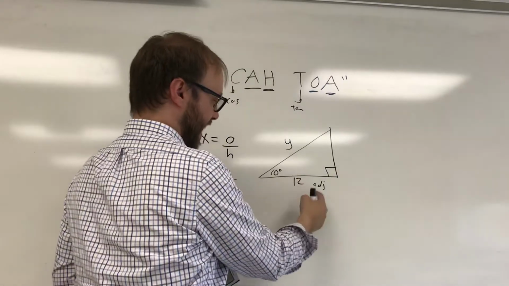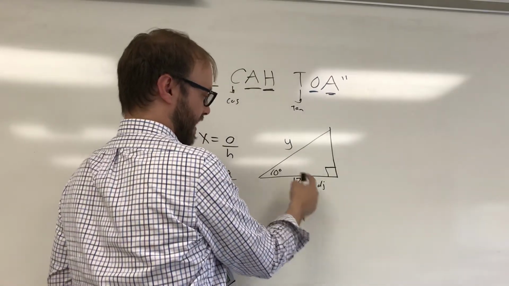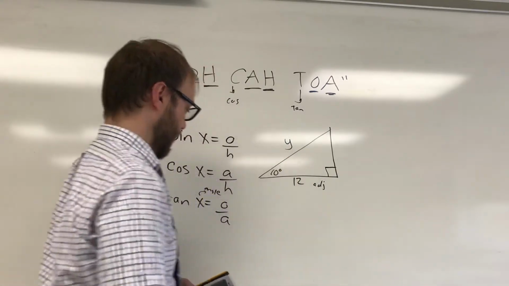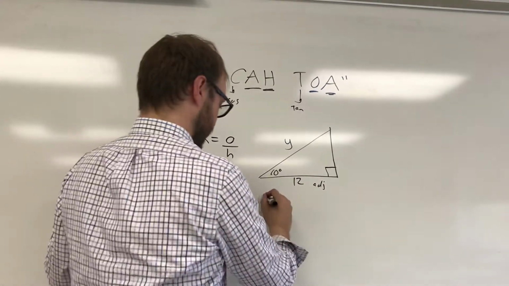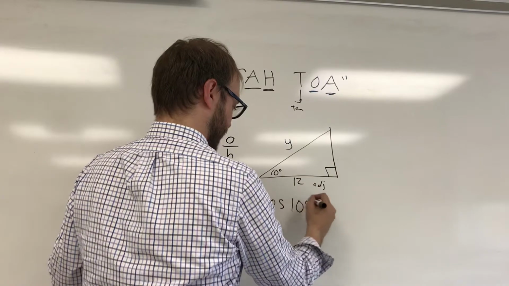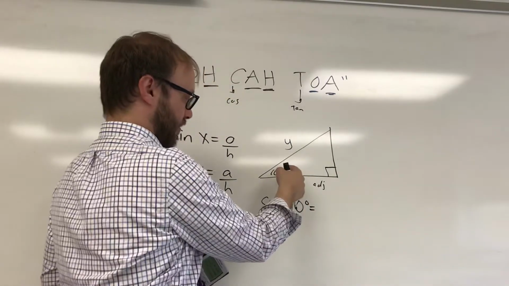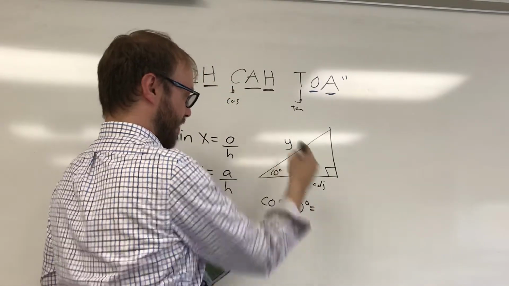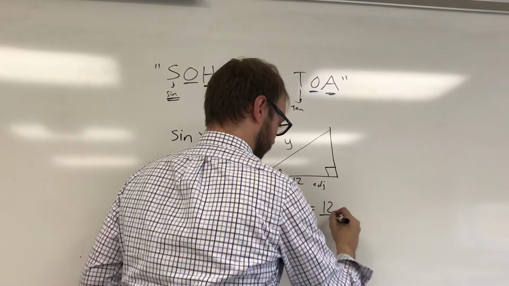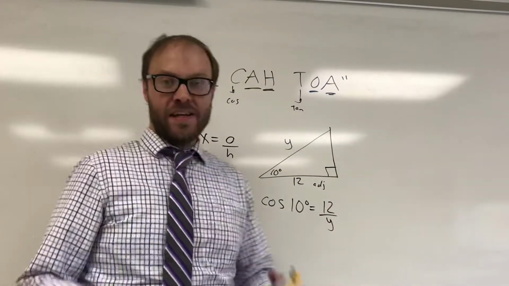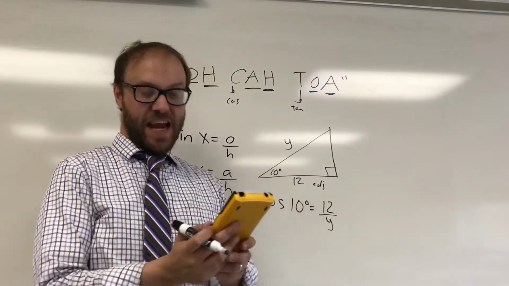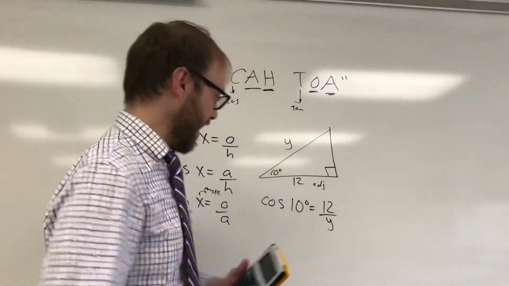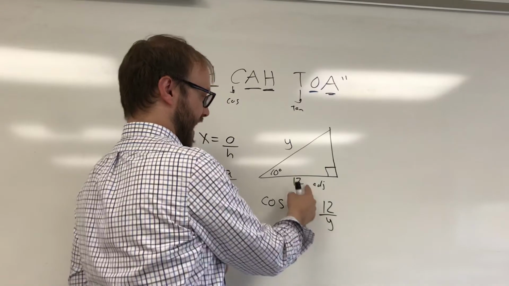Okay, so we have the adjacent leg, adjacent next to the 10-degree angle, and we have the hypotenuse, okay? Adjacent and a hypotenuse, that's a cosine relationship. So I'm going to take the cosine of 10 degrees, and that's going to be equal to the adjacent leg divided by the hypotenuse, okay? That's going to be 12 over y, okay? Same kind of thing. I go to my calculator, I say, hey, I want the cosine of a 10-degree angle. And again, my calculator is going to tell me what the ratio between this side and this side is.